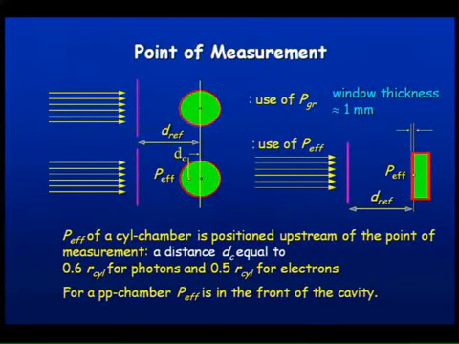That brings us to the discussion of point of measurement. For a cylindrical chamber, the point of measurement is defined to be on the central axis of the chamber at the center of the active volume of the cavity. So for any 2571 chamber, it's really 13 millimeters from the tip of the thimble. For a plane-parallel chamber, the point of measurement is really at the center of the front surface of this air cavity.